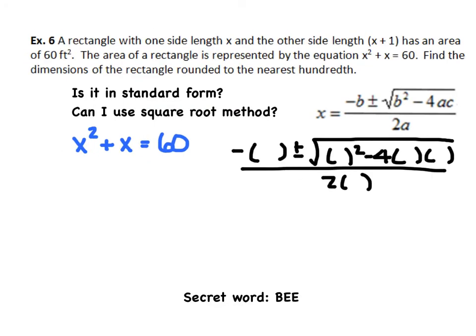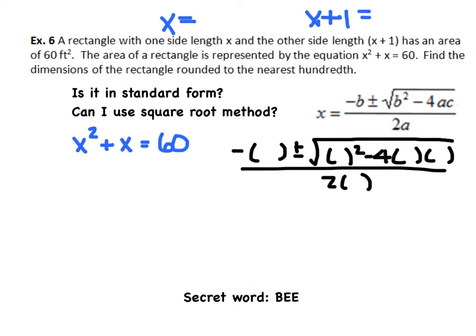A rectangle with one side length x and the other side length x plus 1. So notice it tells me two different sides there. So hold on, let me write that down. Has an area of 60 feet squared. Now, the area of a rectangle is represented by the equation x squared plus x equals 60. Find the dimensions of the rectangle rounded to the nearest hundredth.